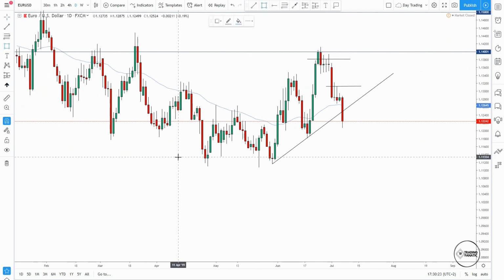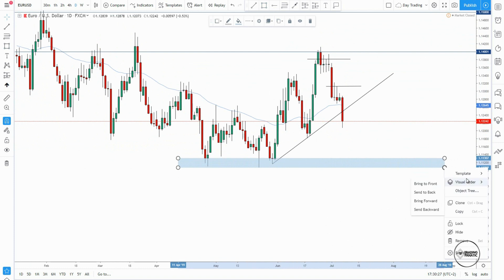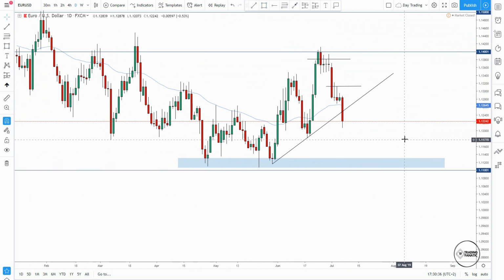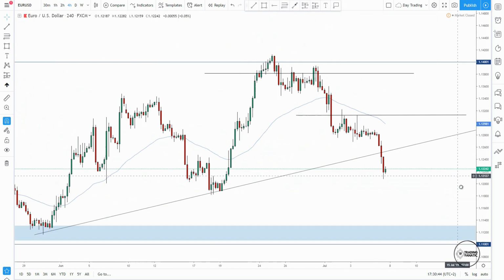We have this very strong demand area here, which will serve us as targets. So we can have here the 1.11 key level, 1.12. Actually, the price is in and around it. So switching down to the 4 hourly.